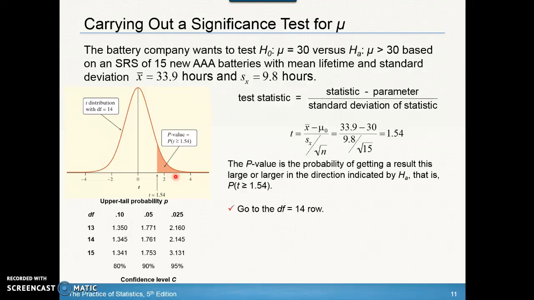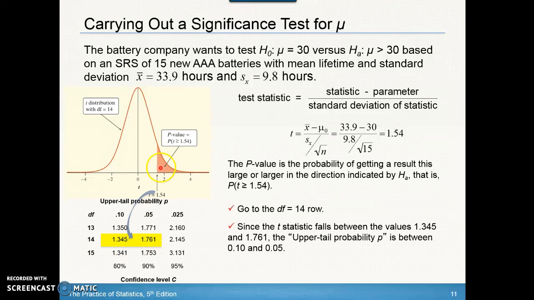Okay, so remember that since we're using a t distribution, you can either use your graphing calculator or you can use the table. So you'd go, the degrees of freedom is 14, that's n minus 1, and then you would say what's the upper tail probability here? Okay, so the upper tail probability is between 0.1 and 0.05. 1.54, okay, it's somewhere in here. So the p-value is going to be somewhere between 0.1 and 0.05. It's not exact because our t-value is bigger than 1.345 and smaller than 1.761. So it's going to say somewhere between 0.05 and 0.1.